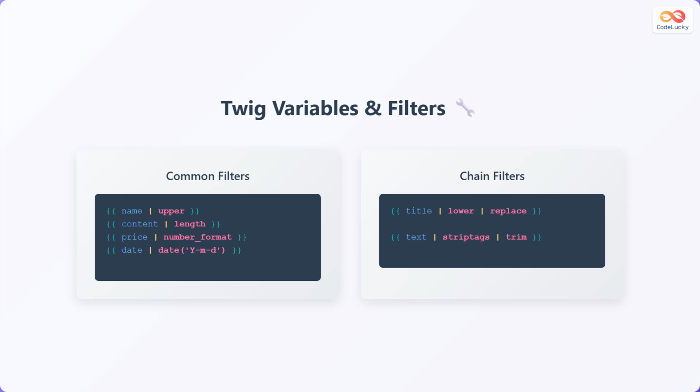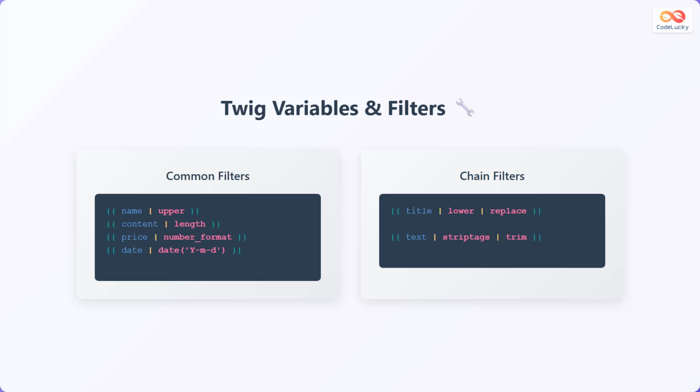In Twig, variables can be modified using filters. Here are some common filters. The upper filter converts a string to uppercase, as in name|upper. The length filter returns the length of a string, like content|length. The number_format filter formats a number, such as price|number_format. The date filter formats a date, as in a date|date('Y-m-d').